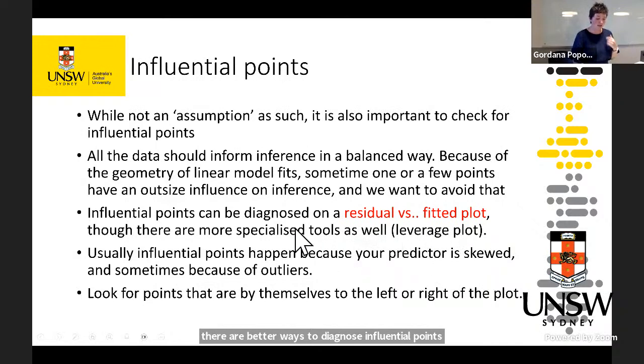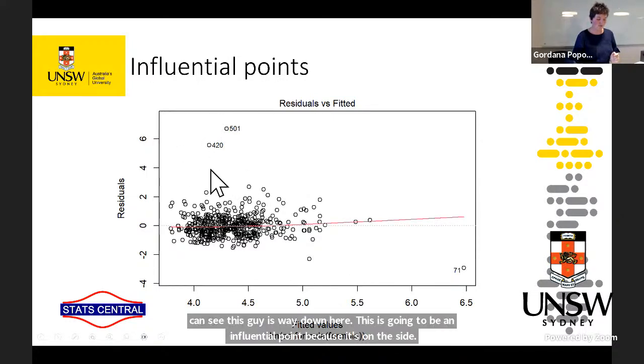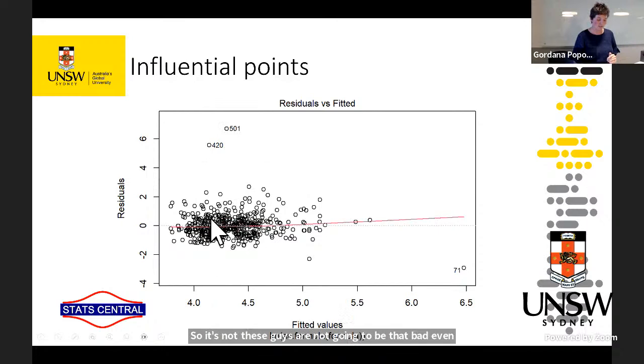Leverage plot is one of them, but you can often spot them on a residual versus fitted plot. What you do is you look on the left and on the right, so on either side of the plot, for points that are by themselves or in small numbers. For example, in this plot, you can see this guy is way down here. This is going to be an influential point because it's on the side. These guys are not going to be that bad, even though they're far away from this whole lot, because they're in line with all these other dots. These are not going to make a big deal. But this one, because it's on the left or on the right, is going to be important. So that one's got to be investigated.